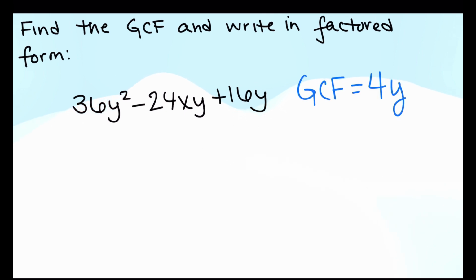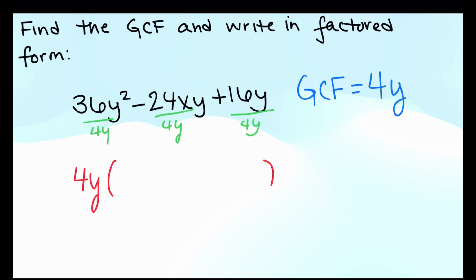And then I also notice that all three terms have y's in them. There is an x in the middle term, but not in the other terms, so there's no x in my GCF. So my GCF would be 4y. If I pull the 4y out front, I'm dividing it out of the terms, and what I'm left with would be, let's see, 36y squared divided by 4y gives us 9y. 24xy divided by 4y gives us 6. Y's cancel out, left with an x. And 16y divided by 4y is 4.